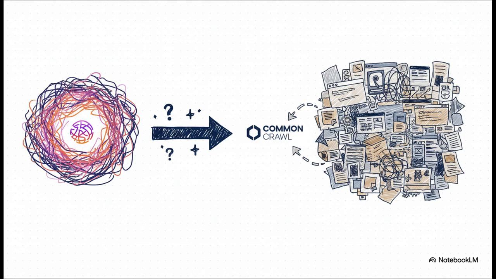It's so easy to picture these AIs as these magical floating brains in a sci-fi movie. But the truth? It's way more down to earth. That AI brain you see on the left, it's built entirely from the stuff on the right. We're talking about massive, sprawling, totally unfiltered data that's been scraped from the web by projects like Common Crawl. So, no, it's not magic. It's actually a pretty monumental engineering challenge.